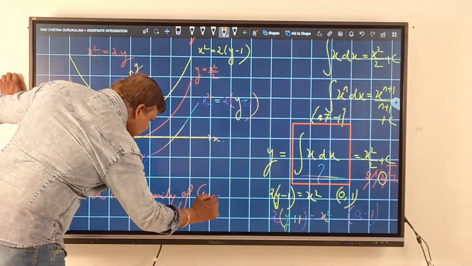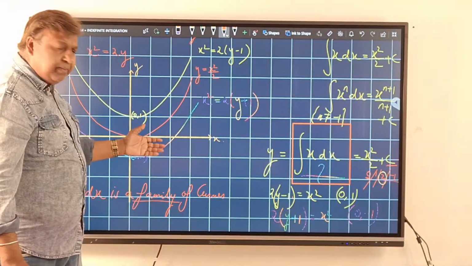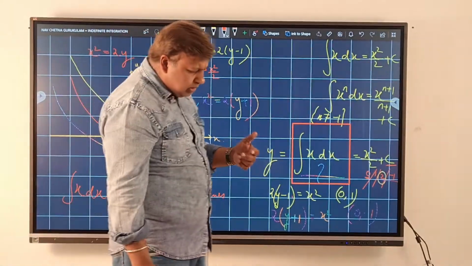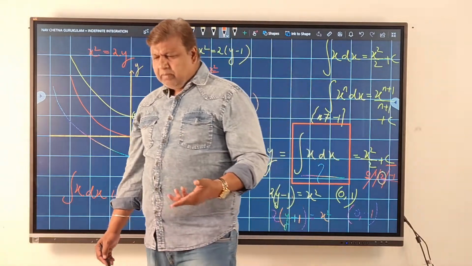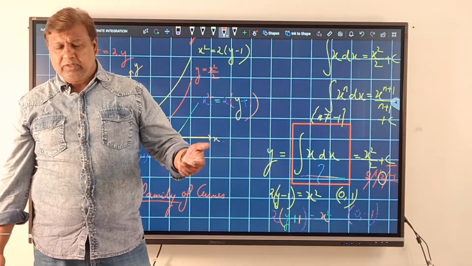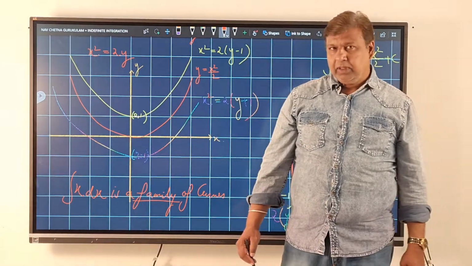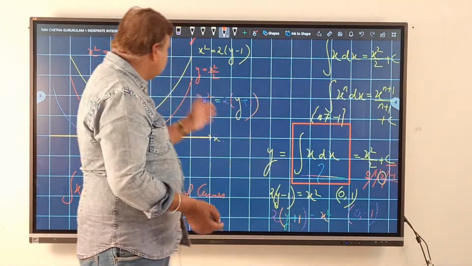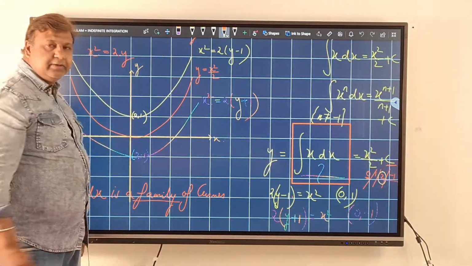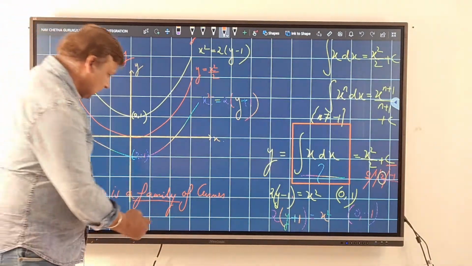Why did I choose to use the word family? Because they show some similarity. Family, you know, suppose I'm Mohit Rastogi, my brother is Puneet Rastogi, another brother is Abhinav Rastogi, another brother is Vaibhav Rastogi, like that. So what is common in all of us? Rastogi. So there is something common. So what do these curves have in common? They are symmetric about y-axis. Isn't that right? So hence they would be called a family of curves, family of parabolas to be precise.